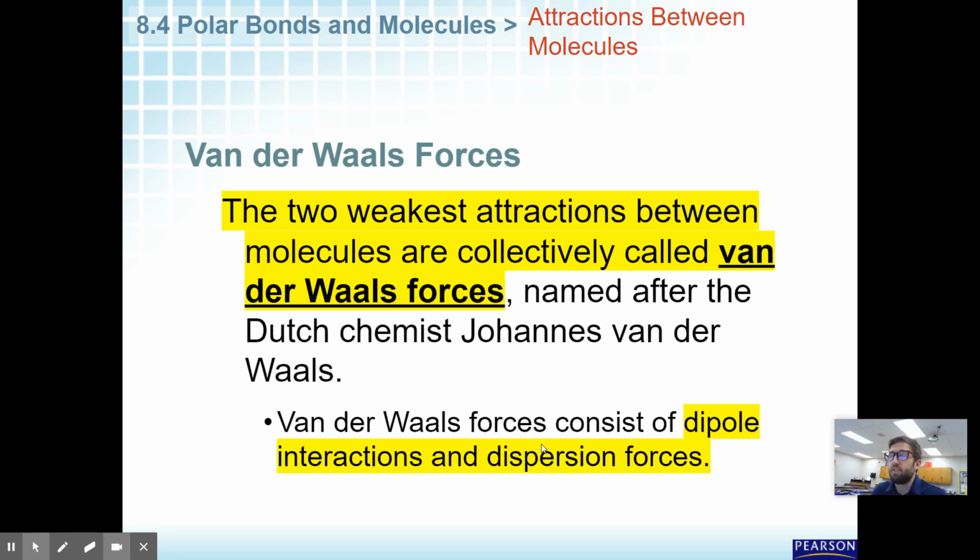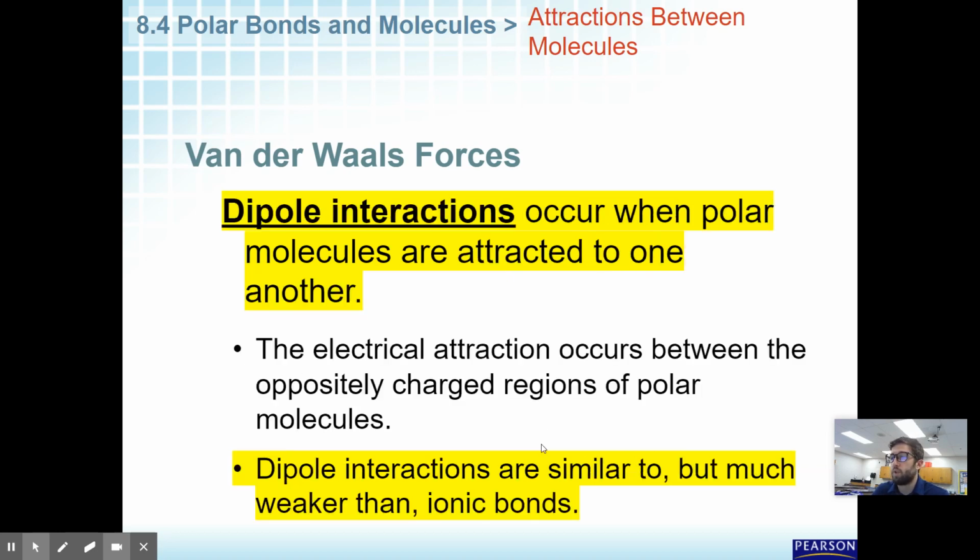So we have different types of Van der Waals forces. We generally call them London dispersion forces, LDFs for short, because it's just easier to say. There are two types of these forces: there's dipole forces, and then there's dispersion forces, which are the London dispersion forces. These are types of intermolecular forces that hold molecules together, essentially. They're responsible for holding molecules together.